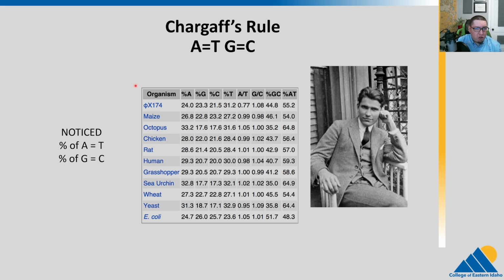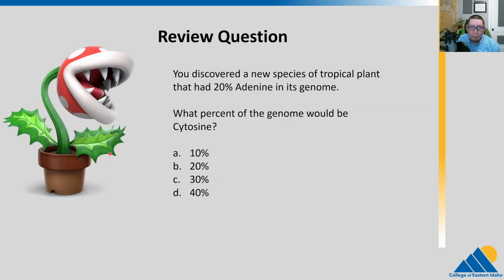So we call this Chargaff's rule. Chargaff's rule is the amount of A is equal to the amount of T, whereas the amount of G is equal to the amount of C. Again, an interesting finding, but it doesn't mean anything yet. But it's a clue to figuring out a piece of the puzzle, at least. So we will examine that in more detail in a moment, but let's do a little review here.